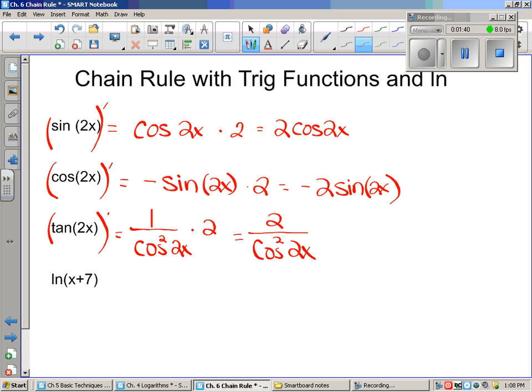Now, do those two simplify? I hope you're saying no emphatically, because the 2 is attached to that x and is within that cosine function, so we wouldn't move that at all.